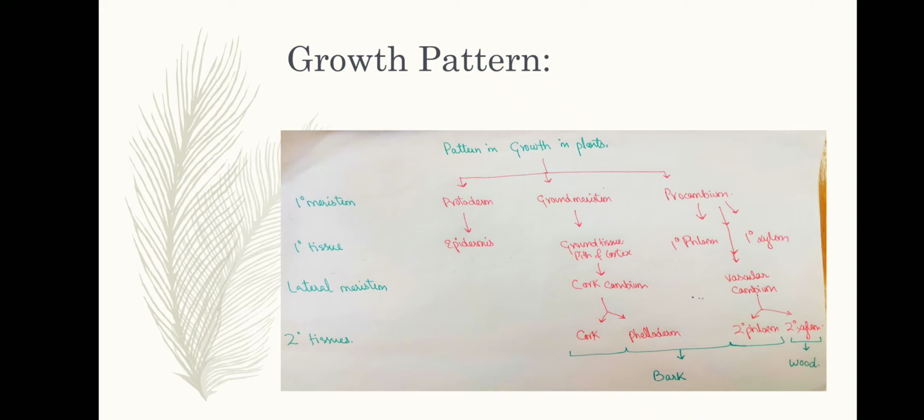So in case of procambium, directly there is a formation of vascular cambium. Then from vascular cambium, the secondary tissue arises in the form of secondary phloem and secondary xylem. If we talk about it, the secondary xylem makes the wood of the plant, and the secondary phloem, phelloderm and the cork make the bark of the plant.